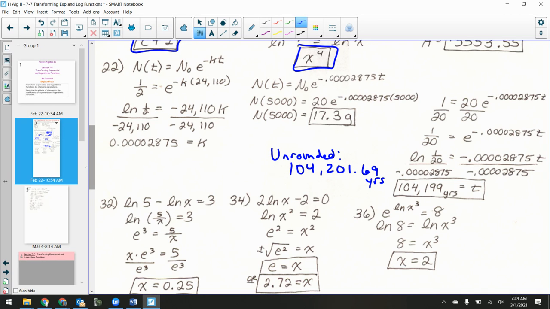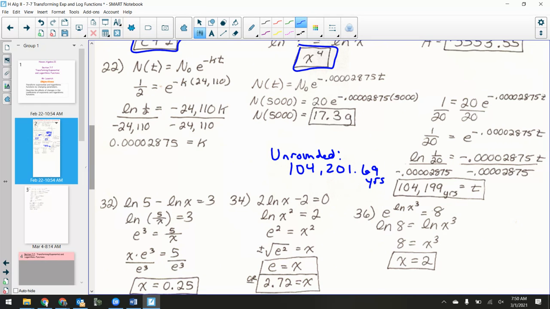And then there's 32, 34, 36. Remember, the rules for ln are exactly the same as the rules for logarithms when you are going to solve for them. So subtraction means division, addition means multiplication, bringing a power means that you can bring it out front and multiply. Any questions through 36 so far?